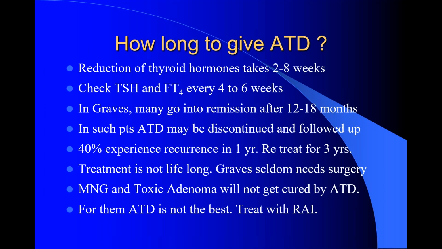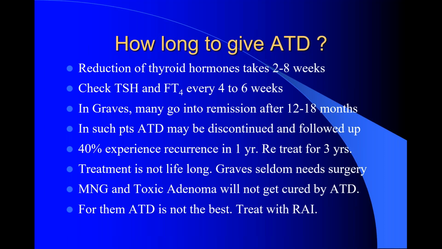So how long to give anti-thyroid drugs? The reduction of thyroid hormones takes 2 to 8 weeks. Right? You have to check TSH and FT3, T4 every 4 to 6 weeks. In Graves, these may go into remission in 12 to 18 months.